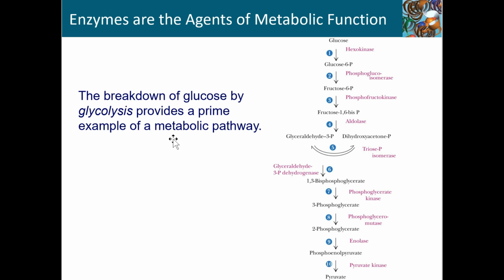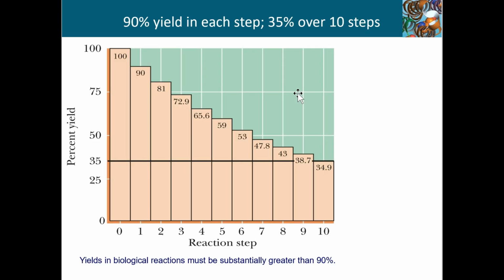Now think about this. What if each of these reactions was only 90% efficient? So 90% efficient here, 90% efficient here, 90% efficient here, etc. Well, that 10% non-specific yield accumulates spectacularly over the course of 10 reactions. And we go from being 90% efficient in each step to only being 35% efficient over the course of the conversion of glucose to pyruvate. And that is an unacceptable yield.